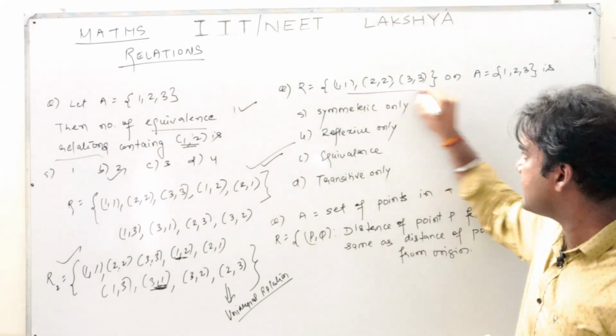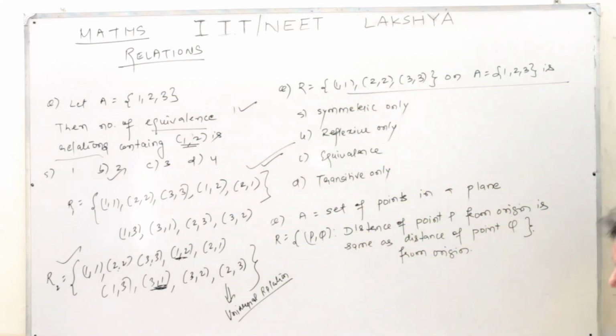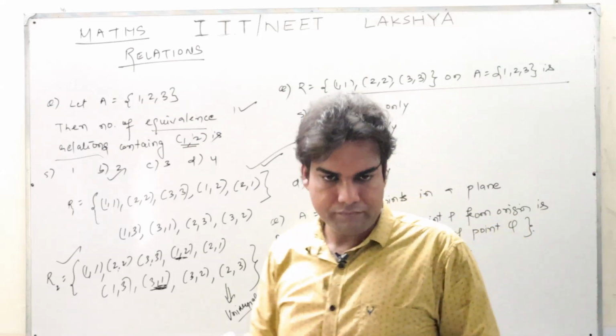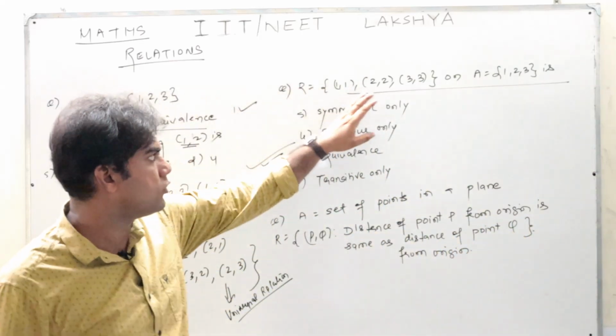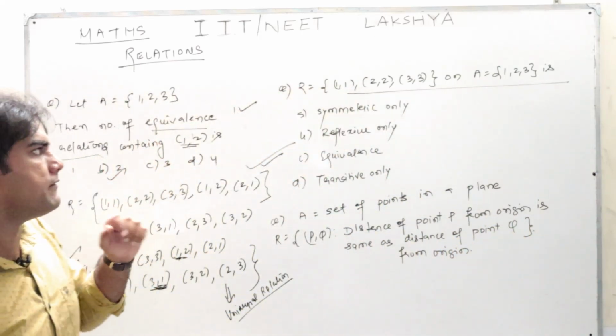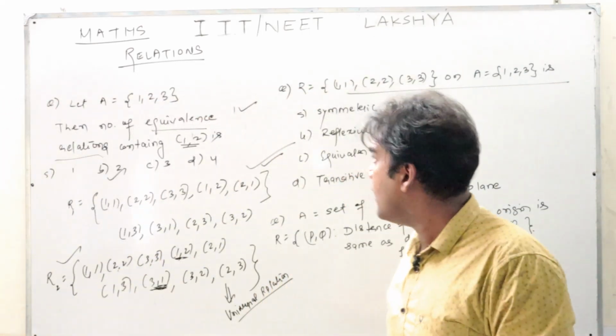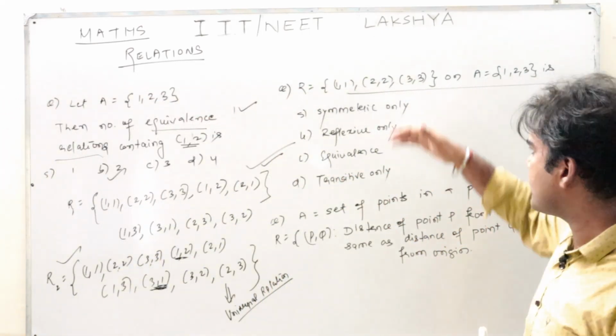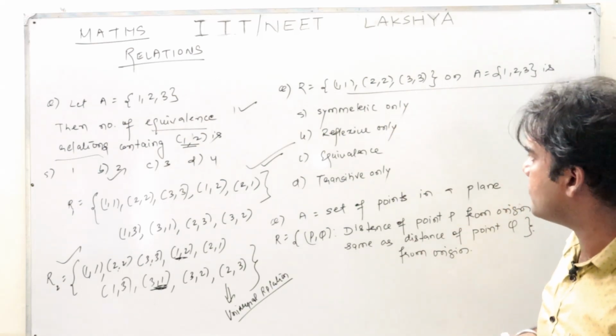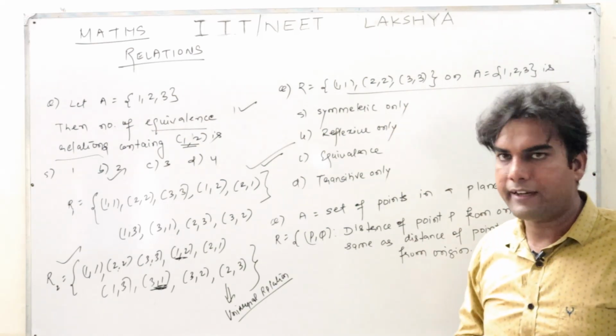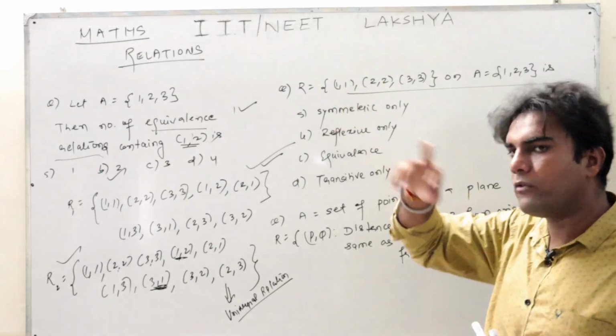Now let us see this question. The question says that there is a relation R containing elements (1,1), (2,2), (3,3) on set A = {1, 2, 3}. So we have to choose the correct option. (1,1), (2,2), (3,3) on this. So obviously it is reflexive. It is symmetric also, because there is no (1,2).